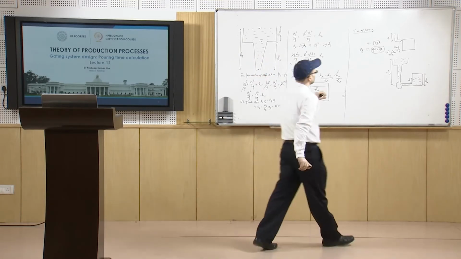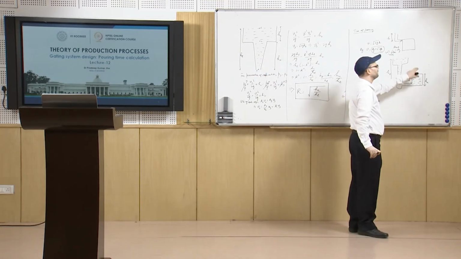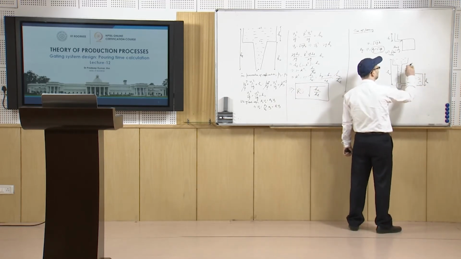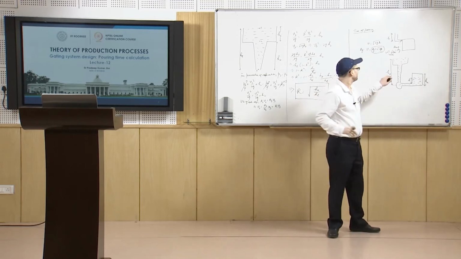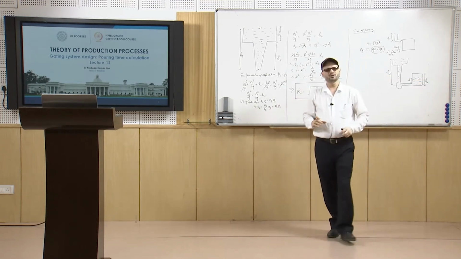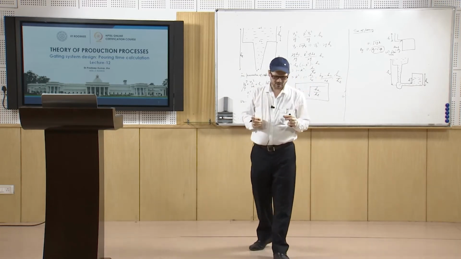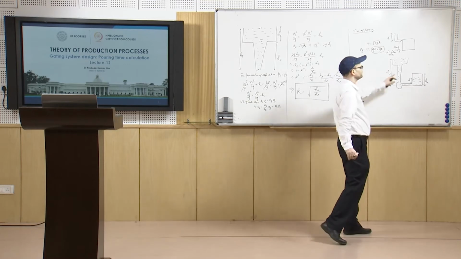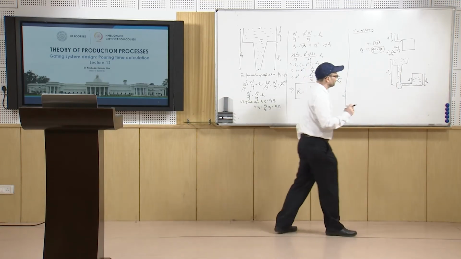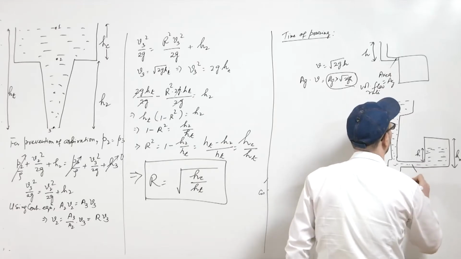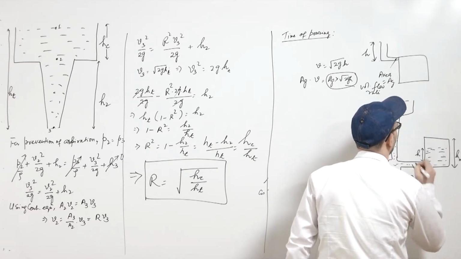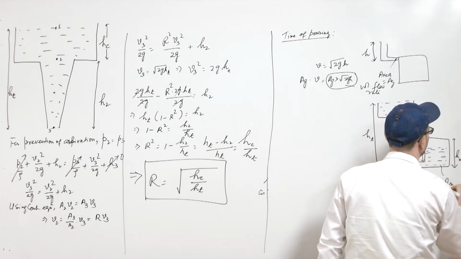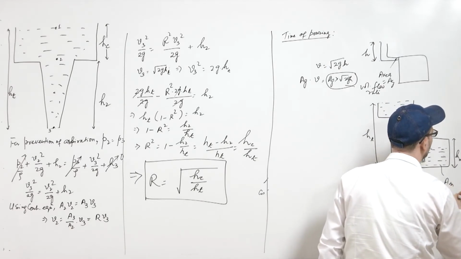Because this liquid level is decreasing, when it is filling, effectively the head available is HT minus hm. So, the velocity using Bernoulli's equation can be calculated as under root 2 g (HT minus hm). Now, suppose the area of the gate is AG and the area of the mold, that is the cross-sectional area of the mold, is AM.